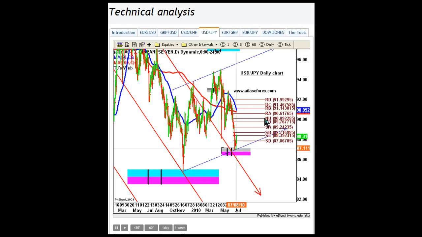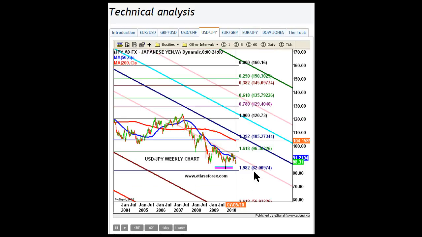Again, we have here the resistance and supports. It was supported. That's the channel. If to be respected, we can see prices very high. And this is the week. The week is still depressed by the Andrews pitchfork and the 50 moving average.